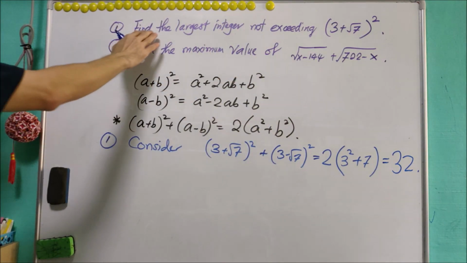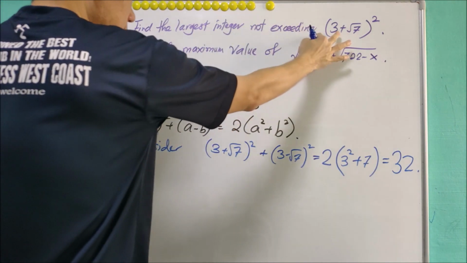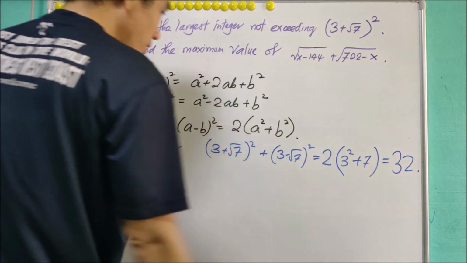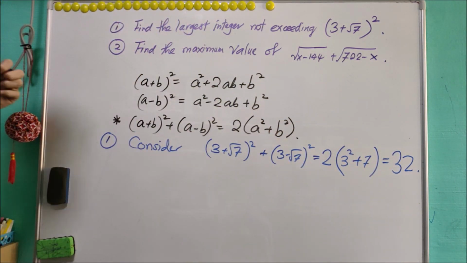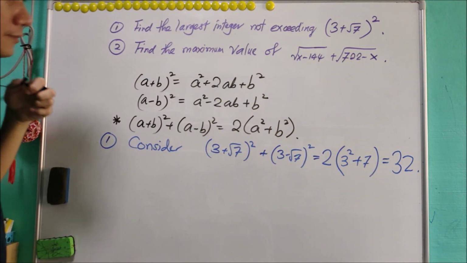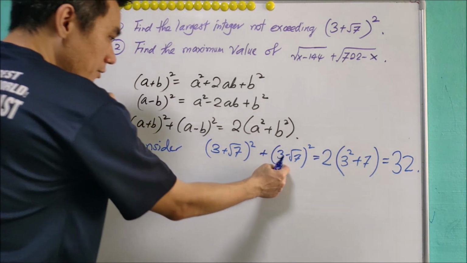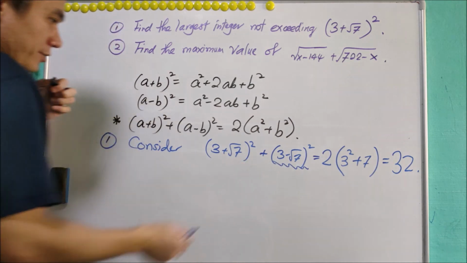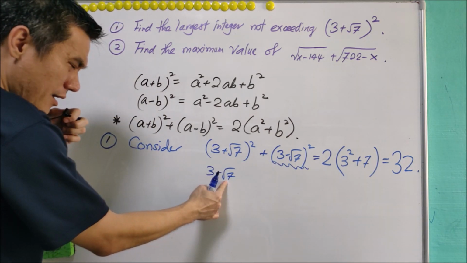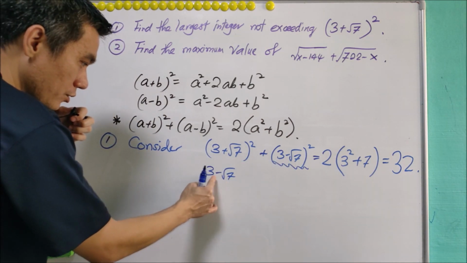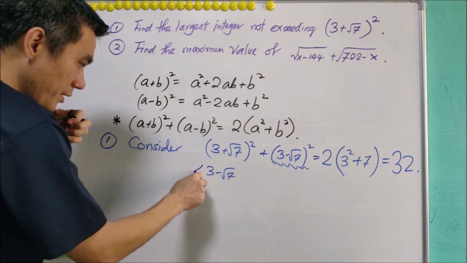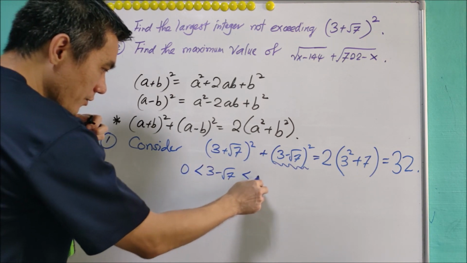So this means that the largest integer cannot be more than 32, or not more than 31. Will it be equal to 31? Yes, it is, but why is it so? We just look at this value here. The square root of 7 is about 2 point something, so 3 minus 2 point something will be positive and less than 1.